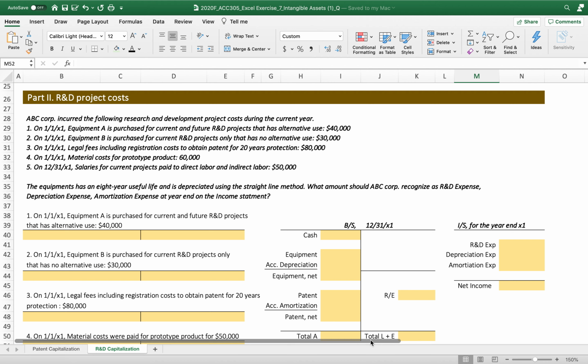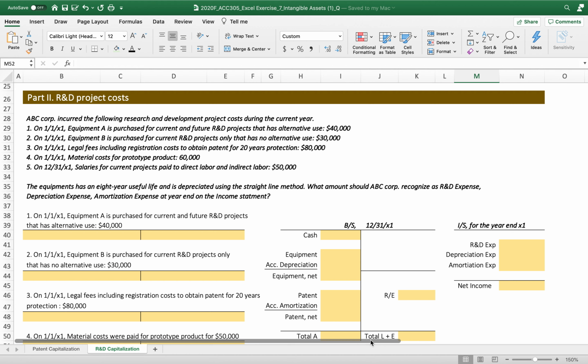Now let's practice how to capitalize R&D project cost. ABC Corporation incurred the following research and development project costs during the current year. On January 1st, equipment A is purchased for current and future R&D projects that have alternative use. That can be capitalized because it has future R&D project uses and has alternative use.